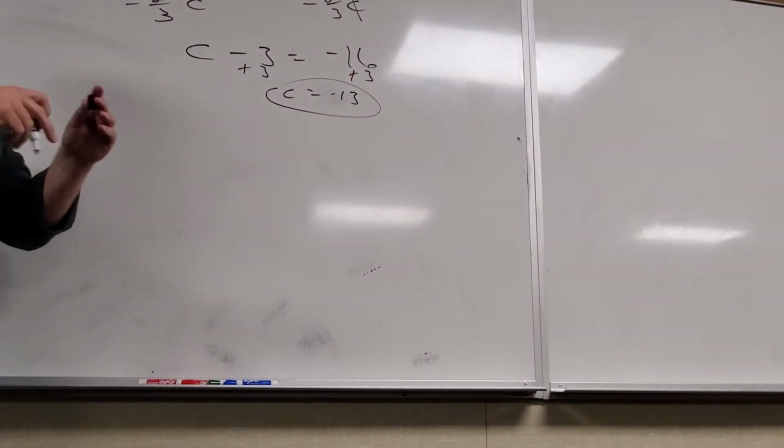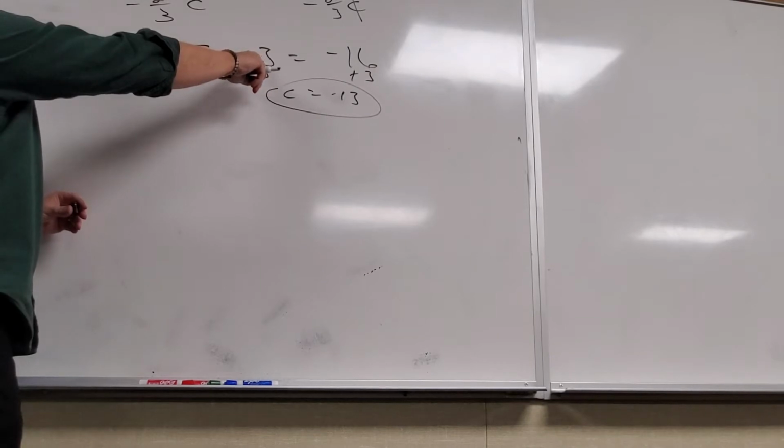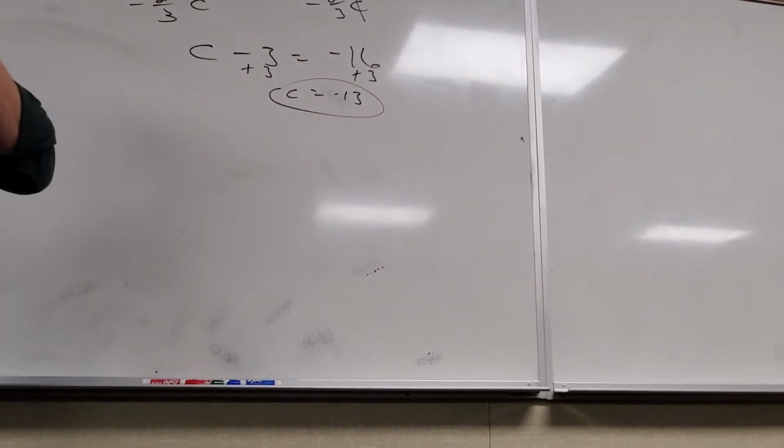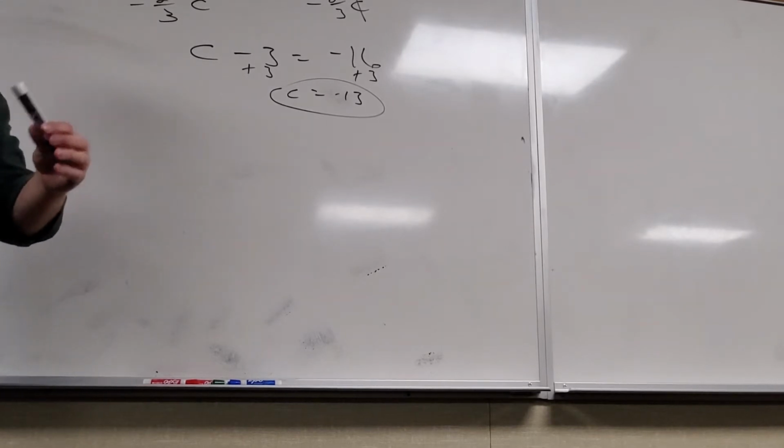Yeah. Right? Because the only thing in the wrong place is minus 3, so if I add 3, I get C by itself.